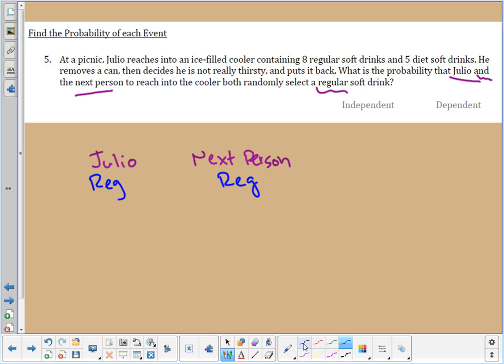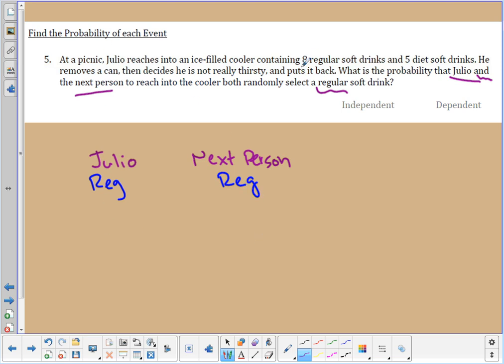Okay. So now let's look at these probabilities. That's the first thing that I do. I always figure out what I'm trying to find first. Before I try to set up probabilities and set up fractions and all that stuff, I always figure out what I'm trying to find. So now I can clearly see that I have 2 events going on. I have an event for Julio and I have an event for the next person. Now I'm going to go back and think about what these events actually look like.